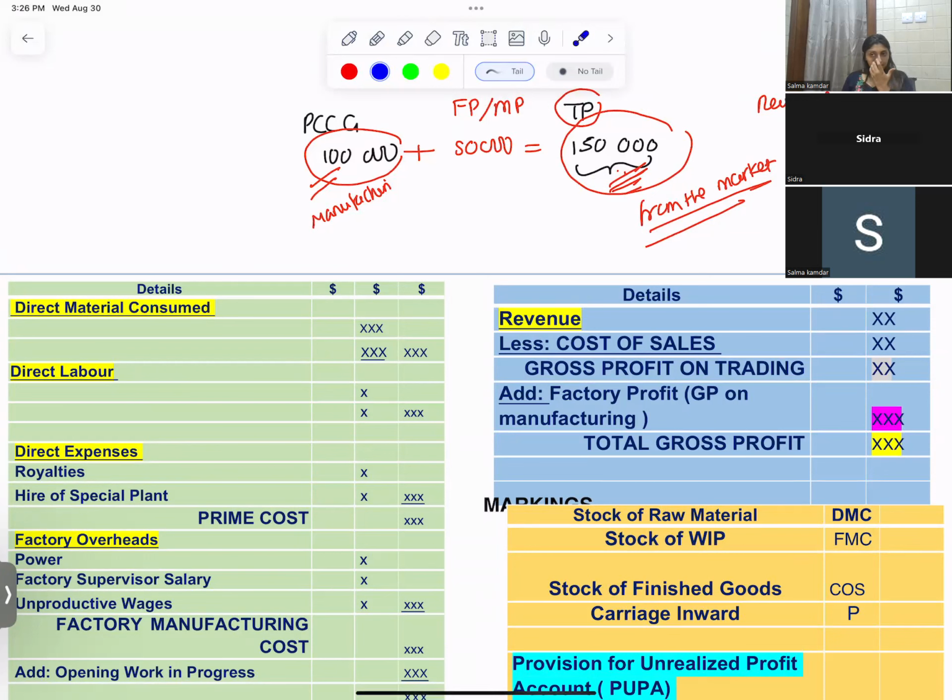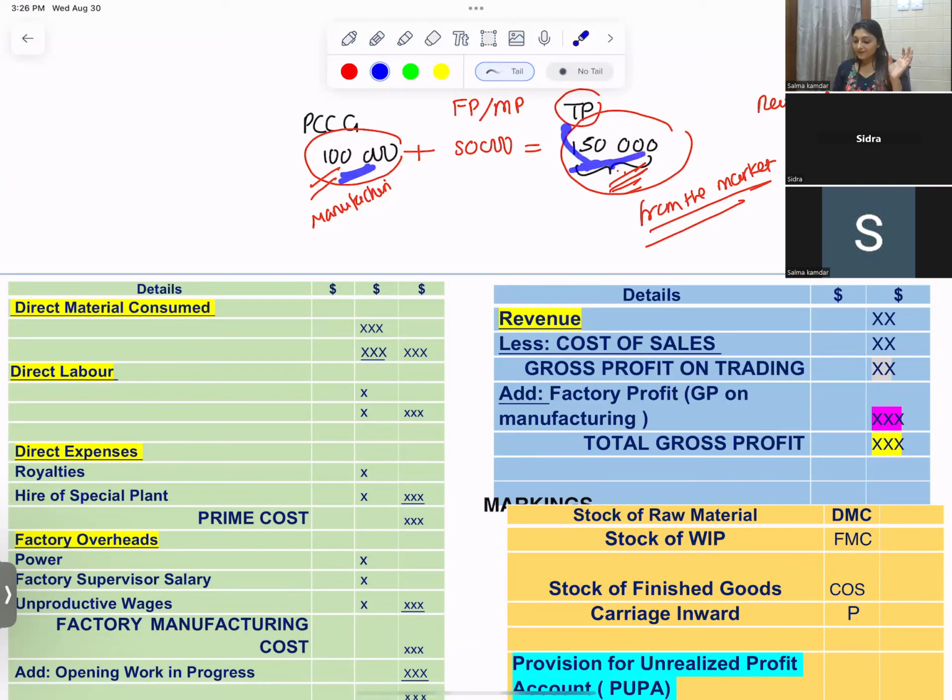Because you are making two different types of profit. One profit you make solely because of manufacturing. That is called the manufacturing profit. You add the manufacturing profit to your PCCG so that you get a price at which these same goods are found in the market. This is the price at which these same goods are available in the market.